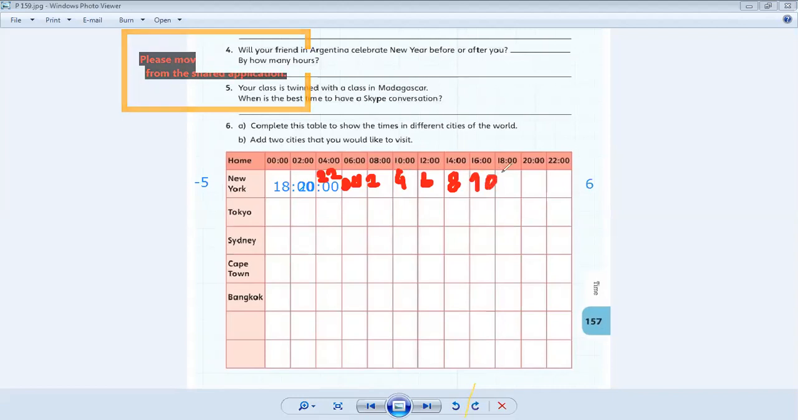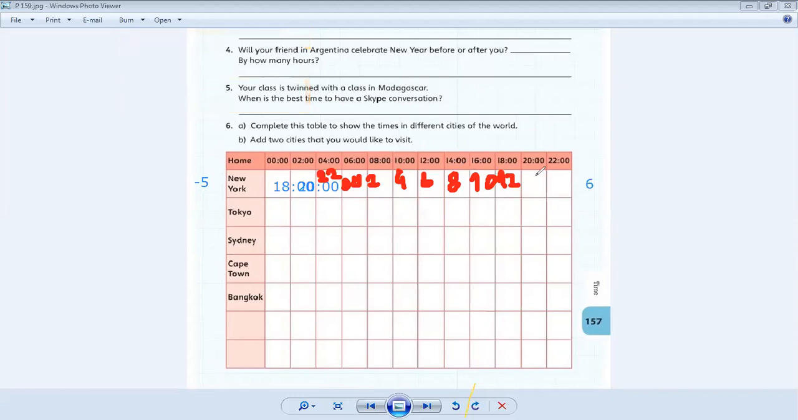If it's 18, 12. 12 p.m. or a.m.? 12 a.m. is midnight. We wrote 00. This is p.m. Yes, 12 p.m. I usually confuse between them. Yeah, you need to be careful.